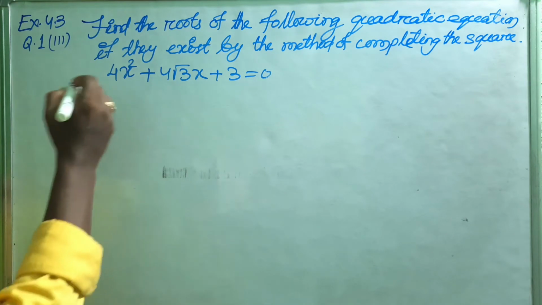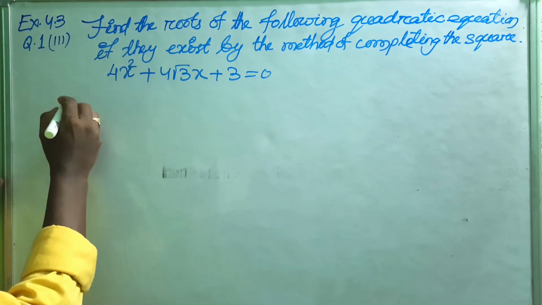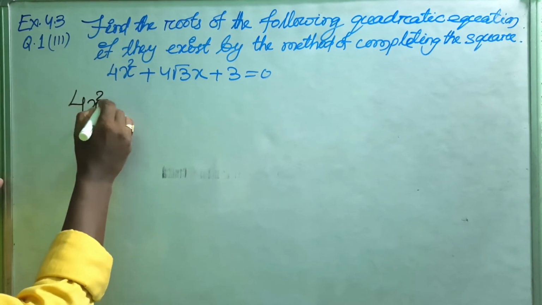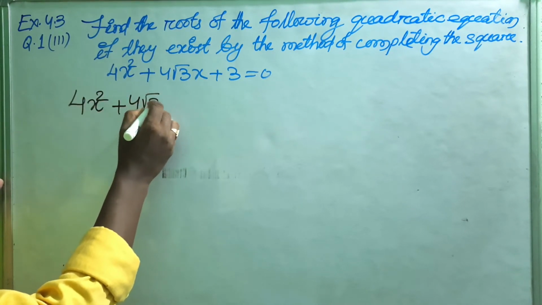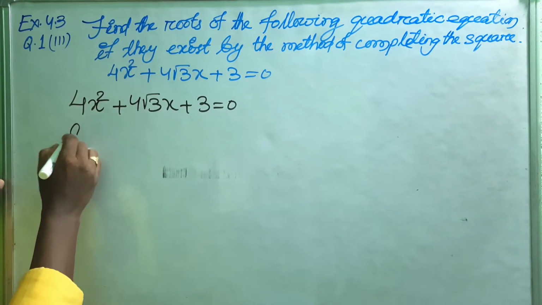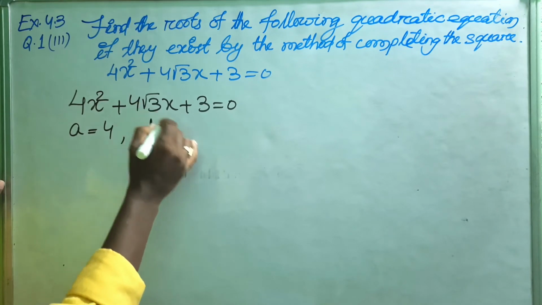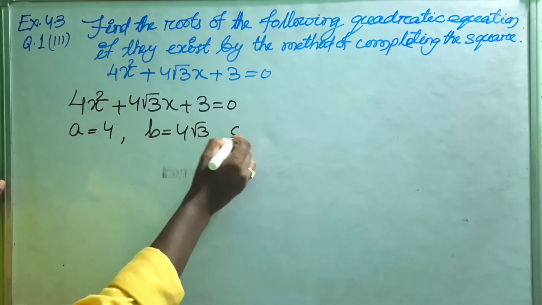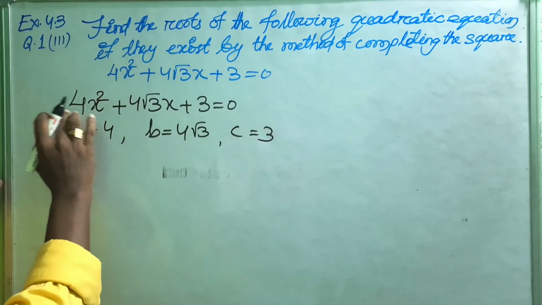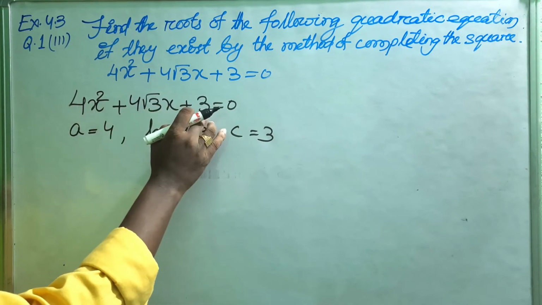Okay guys, let us see. First of all, you write down the quadratic equation. Now here, A is how much? You just write down. B is this one and C is 3. Okay, first write down A, B, C. Here A is 4, B is this much, C is this much.